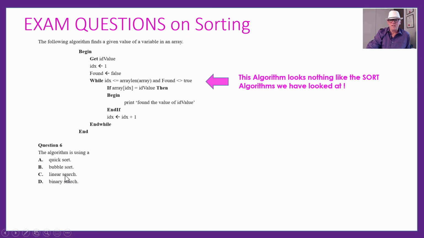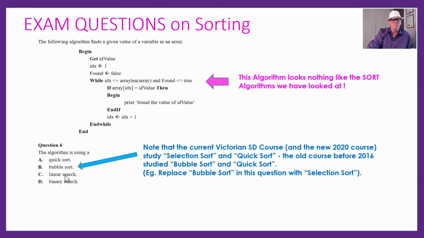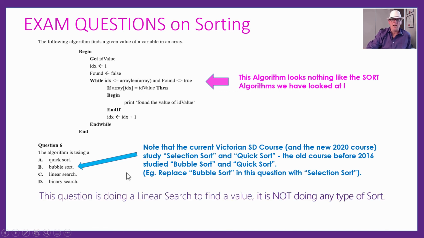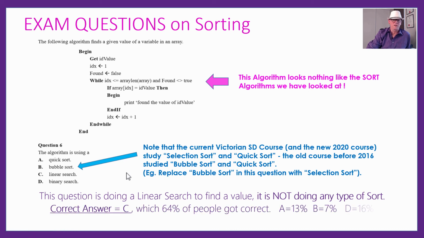So this algorithm's nothing like a sort algorithm. Bubble sort is in there, as we've mentioned. The current software development course and the new 2020 course coming in next year are both going to concentrate on selection sort and quick sort. Bubble sort was in the old course. So if you wanted to look at this as a current type question, just swap that over to say selection sort, okay? Then you've got the modern day question. But anyway, it's a search, and we're doing a linear search, not a sort.